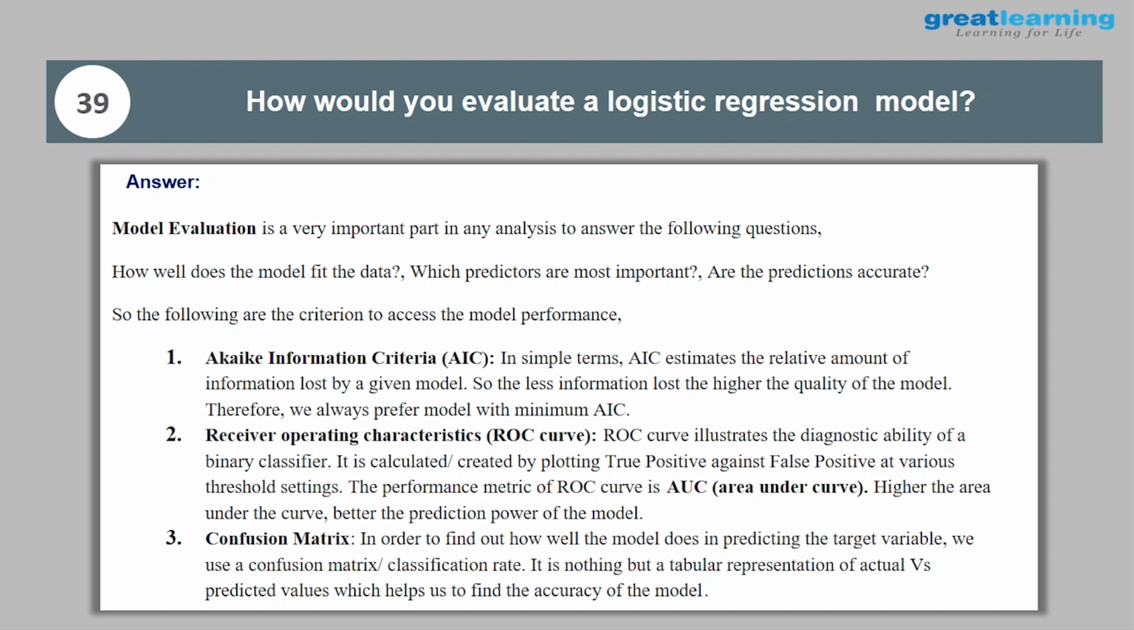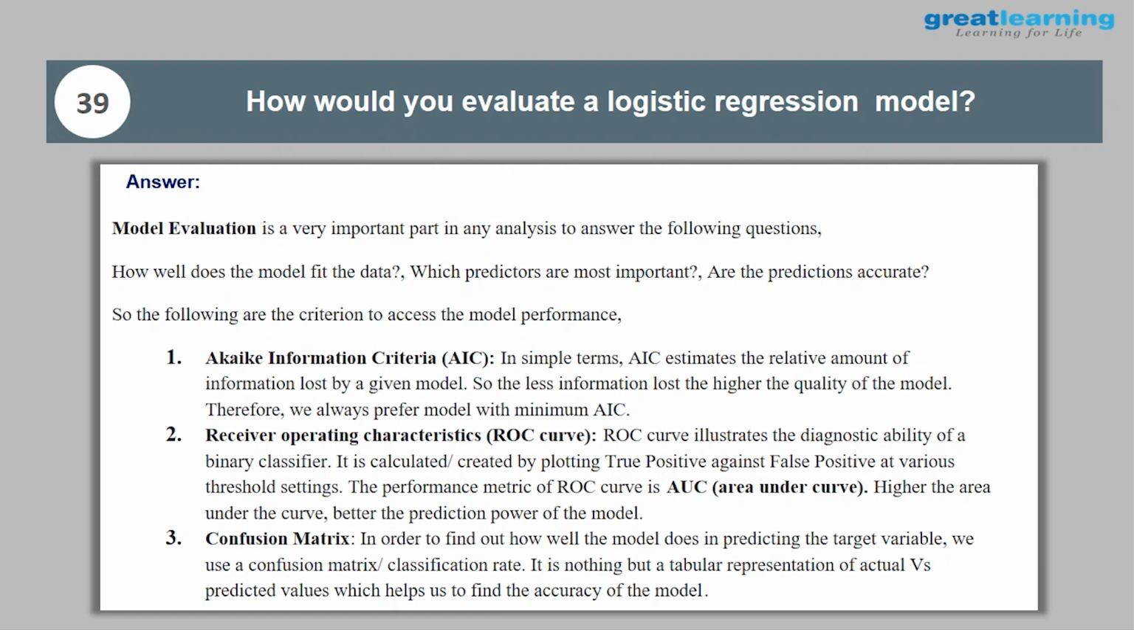First, AIC. In simple terms, AIC estimates the relative amount of information lost by a given model. So the less information lost, the higher the quality of the model. Therefore, we always prefer the model with minimum AIC.